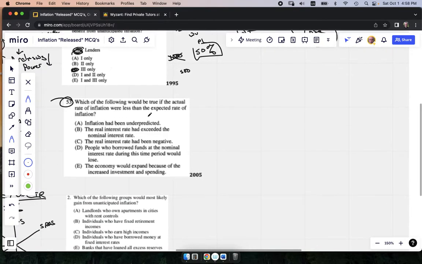Let's look at 53. Which of the following would be true if the actual rate of inflation were less than the expected rate of inflation? So stop it. Read those. See which one you like.